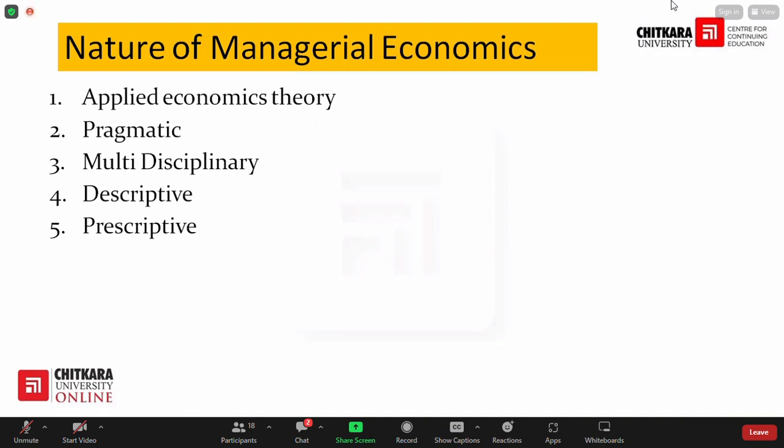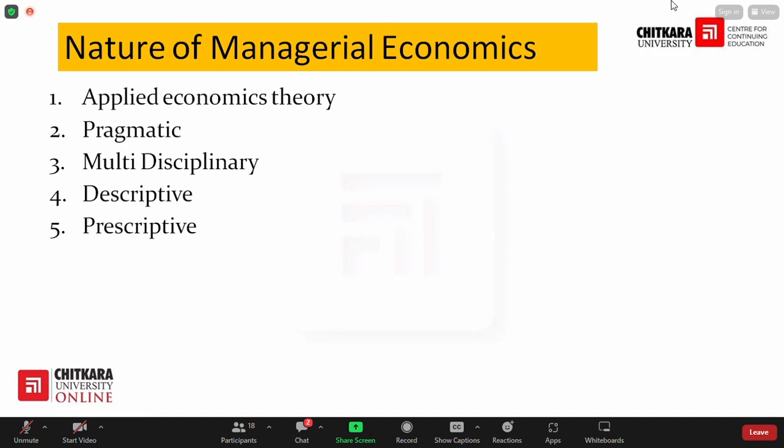Descriptive means to describe. What does managerial economics describe? It describes what is happening in the organizations and how the organization can control it. It describes that if the company is not able to decrease the cost, what are the reasons behind it? Why has the company failed? Why is the company locked down? Why is the company not able to increase the demand? Why is the company not able to change the price? It describes a firm's situation.